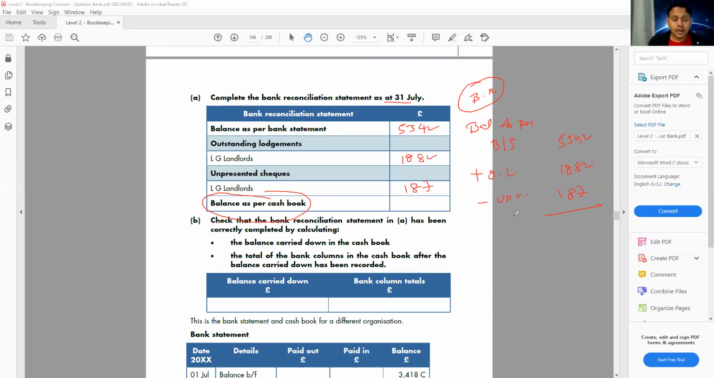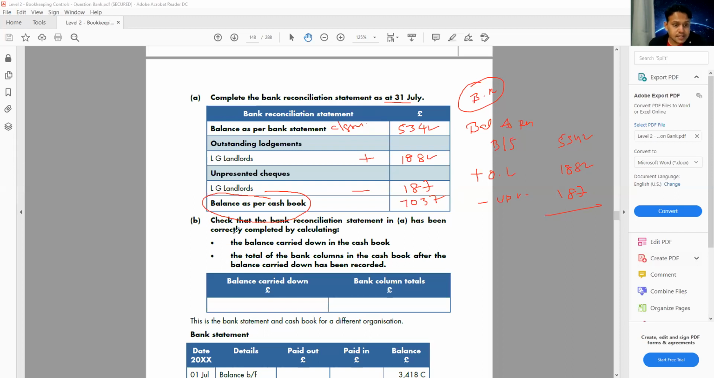That's the closing balance, remember, from the bank. Then we add the outstanding lodgement minus the unpresented check. That will give us the balance as per cash book. So 5342 plus 1182 minus 187, that gives you 7037. All right, that's fine. So this is our balance carried down.